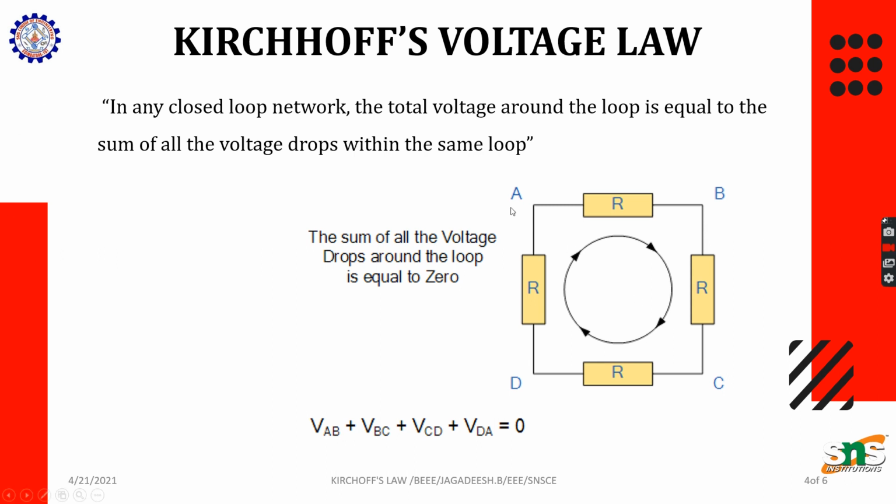Let us consider the circuit here with points A, B, C, D. There are four resistors R. So the voltage across A and B, plus the voltage across B and C, the voltage across C and D, and the voltage across D and A equals 0. In other words, the sum of all the potential voltage drops around the loop is equal to 0. So we can say the sum of the potential rise is equal to the sum of the potential drop. I mean the voltage supply to the circuit is equal to the voltage drop in the circuit. When we solve the problem, we will understand much better how Kirchhoff's voltage law works.